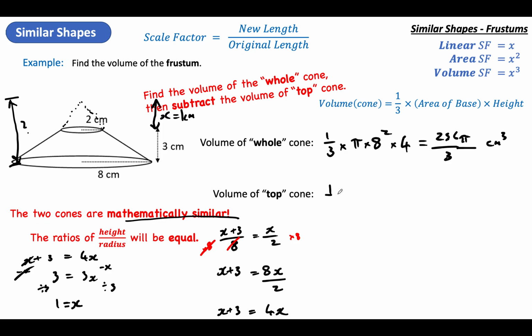Volume of the top cone, that's nice and easy now as well. 1/3 times the area of the base of the top cone, that bit there, which is pi times 2 squared, pi times radius squared, times its height. Now the height of the top cone is only 1.